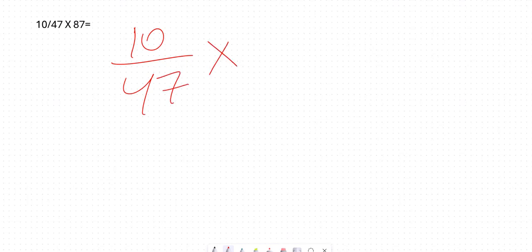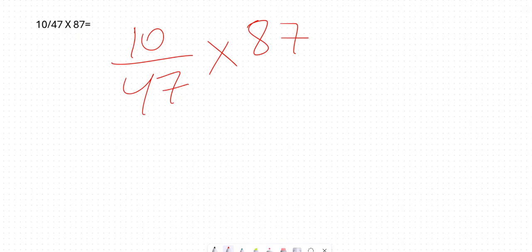And for the last one, now we're going to do an example where we have a whole number instead of a fraction. So in this case, most students probably start thinking that it's so hard and they can't do it, and it's probably some step they never learned about before, but it's actually not. So as usual, put it in a proper mathematical format, 10 divided by 47 times 87.